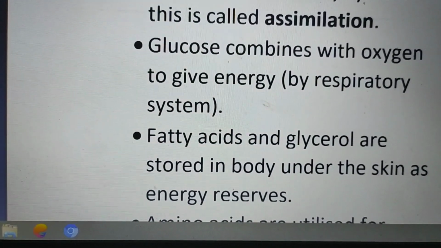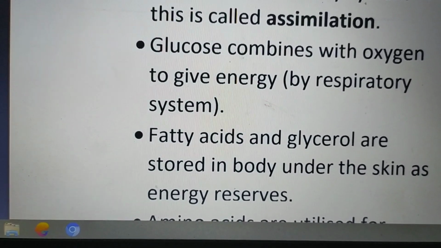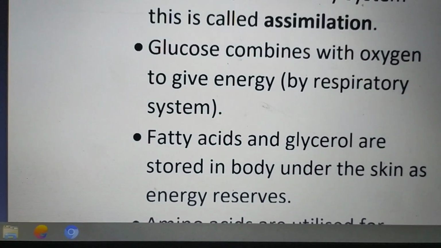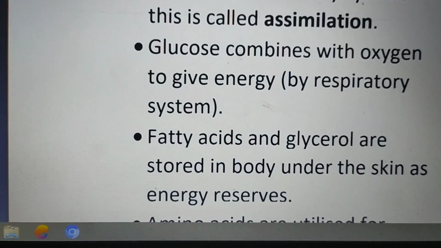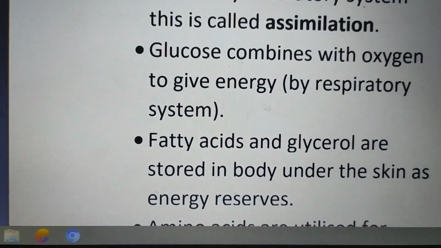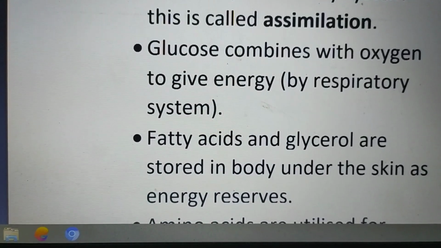That's why when you are not eating food for a long time, you don't feel very uneasy, and you are still able to live without the food. Why? Because the fatty acid and glycerol are stored in the body and they keep on providing you some of the energy. They are stored under the skin as energy reservoirs.